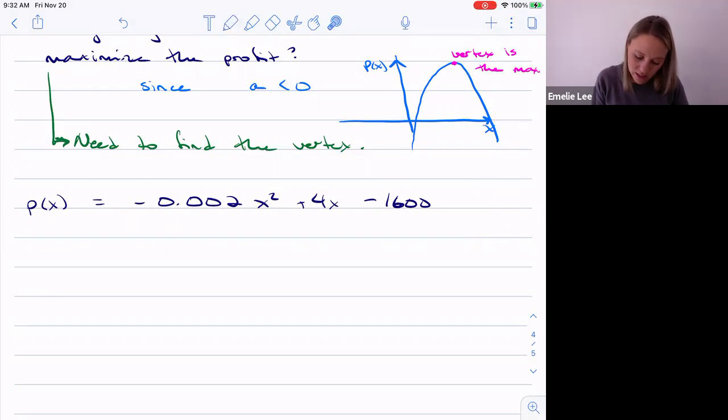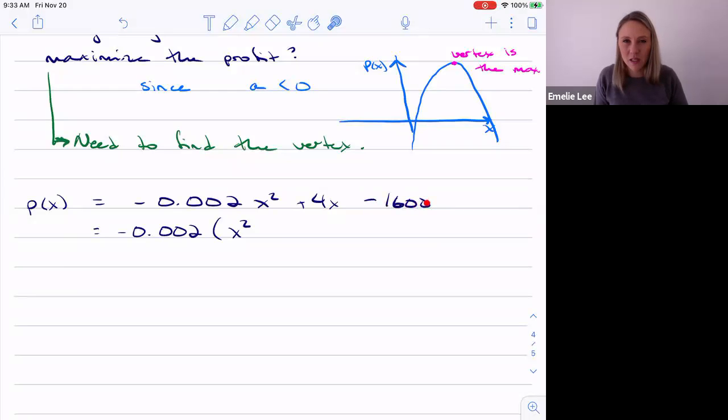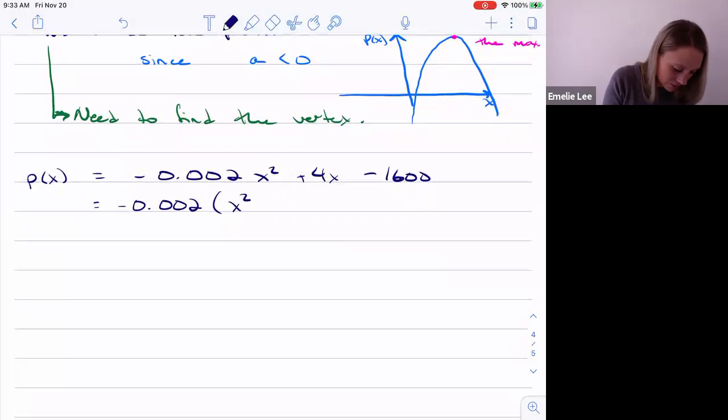So first thing I need to do is factor out this a. So I get negative 0.002 times x squared. I'm only going to pull it out from the x's, the x squared and the x, and then I'm going to bump this minus 1,600 to the outside. I'm allowed to do that. Make sure after each step that nothing has changed. So 4 divided by negative 0.002, use your calculator, puts me at negative 2,000x, bracket, minus 1,600.